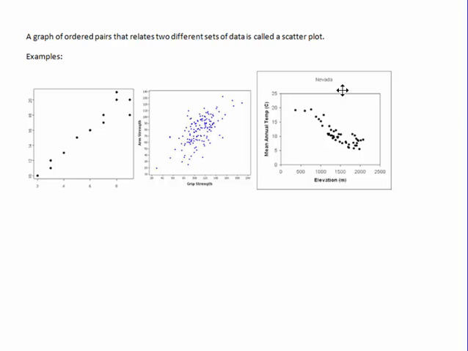On the last one here, in the state of Nevada, as your elevation increases, the mean annual temperature, the average temperature, seems to decrease. And that would make sense, right? The higher up the mountain you are, the colder it's going to be, right? So this we can see has a negative correlation.